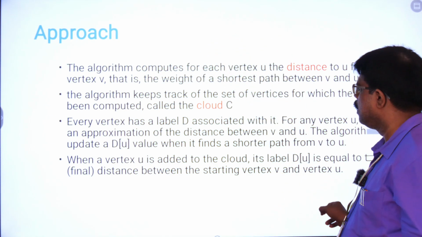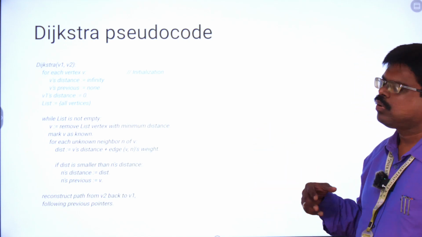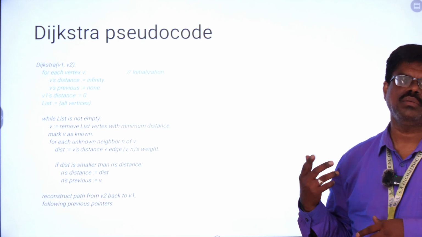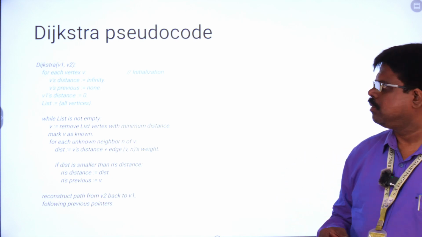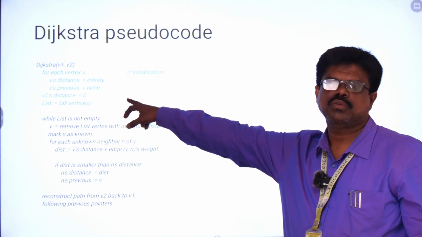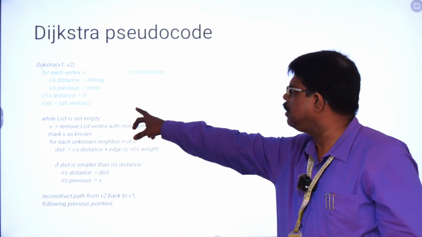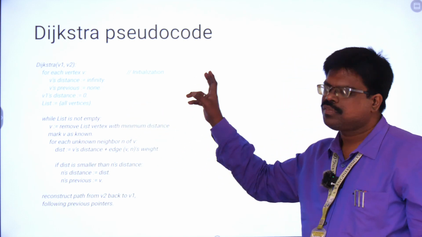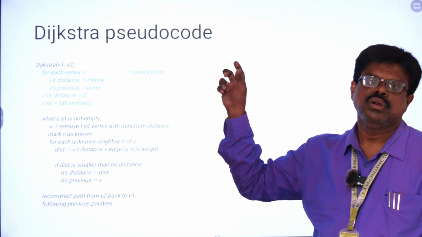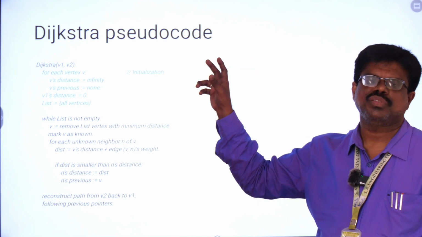So this is a sample code for Dijkstra, where you use the minimum distance algorithm to find out the path. For each vertex, the distance will be initialized using the infinity value. Distance is nothing but the distance from the source node to the destination node. You can use that value and calculate using the infinity.